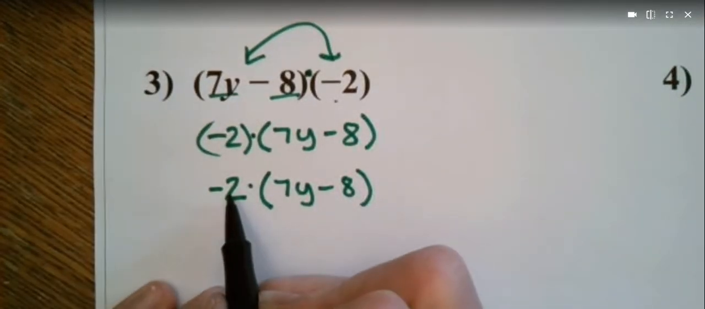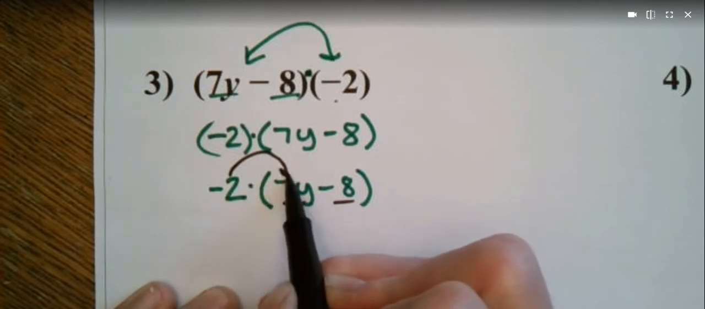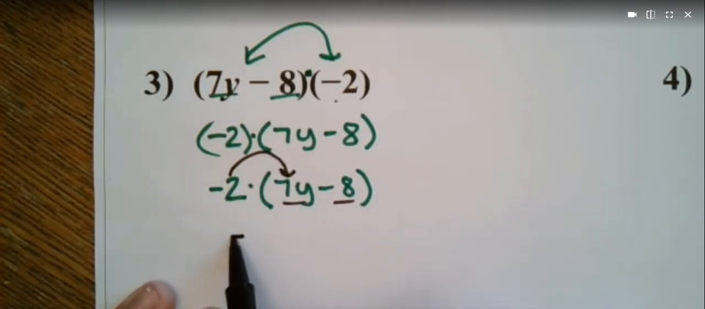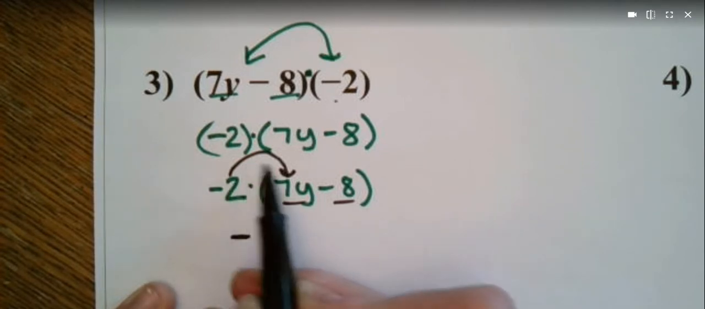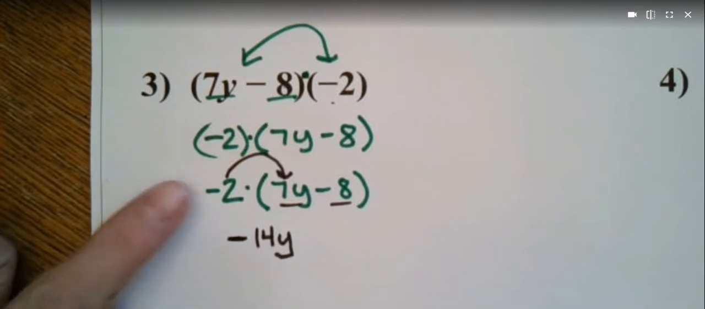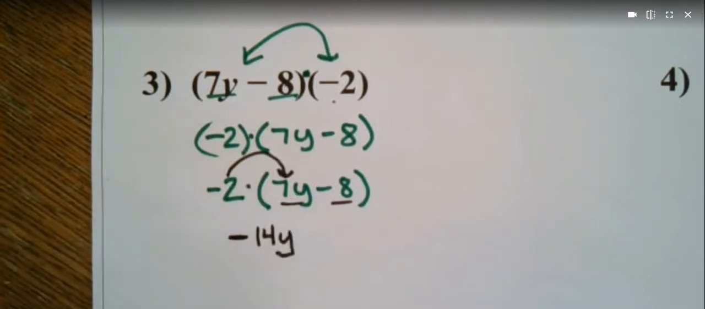Okay, now we're distributing or multiplying everything in the parentheses by negative 2. Let's begin. Negative 2 times 7y. This is a negative times a positive. The signs disagree. Negative. Negative 2 times 7 is negative 14 times y. Okay, think about if I took the negative away, 2 groups of 7y. That would be 14y. Because I'm multiplying by negative, I get a negative.